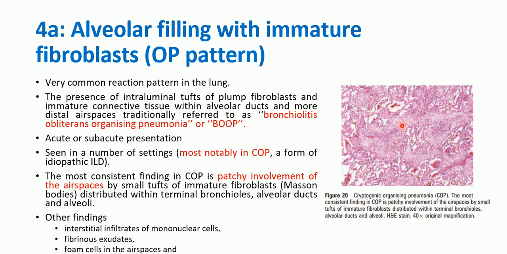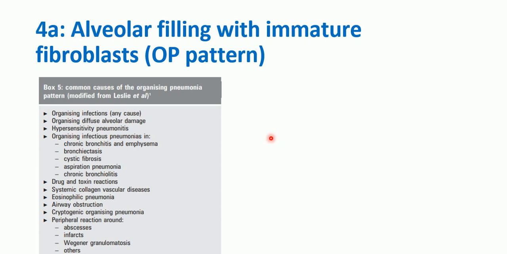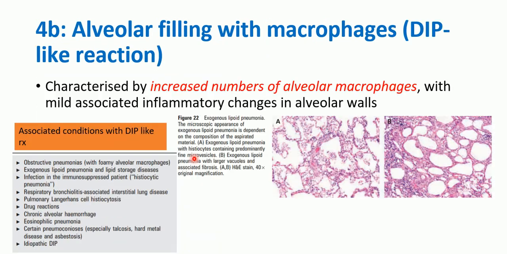So there's patchy involvement of air spaces by these fibroblastic foci, and that leads to the alveolar filling pattern with immature fibroblasts. A number of entities show this pattern: organizing infection, hypersensitivity pneumonitis. So it's not a specific entity, it can be seen in multiple conditions.